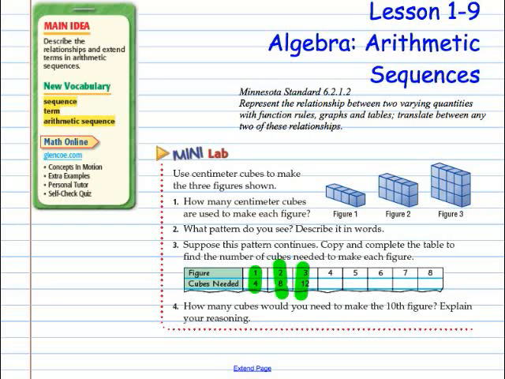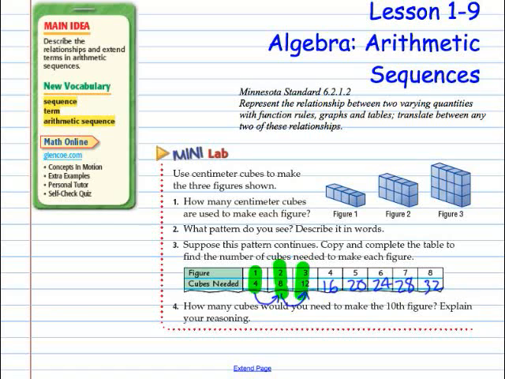So what pattern do you see? Well, I think that if you look at this, you can see that for each figure, you're adding 4 cubes to the figure listed. So figure 4 would be 16, figure 5 would be 20, figure 6 would be 24, figure 7 would be 28, figure 8 would be 32.